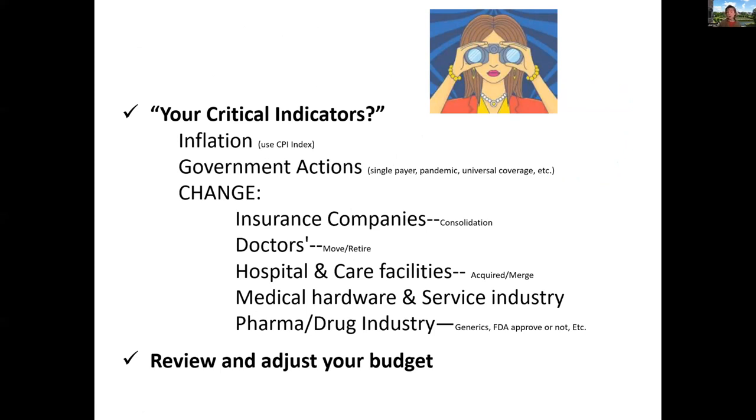The medical hardware and service industry is constantly offering new products that may or may not be on the Medicare approved list. And the pharma and drug industry is doing the same thing. A couple of examples about that is the new Pfizer drug called Paxlovid, the new antiviral they're using if you get COVID and end up in the hospital. Well, that's not on the Medicare approved list. It's not FDA approved. So if you get COVID when the emergency note expires, I'm not sure you're going to get this drug if you're on Medicare.